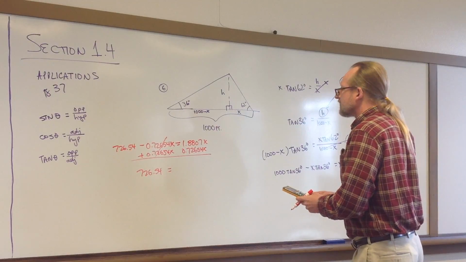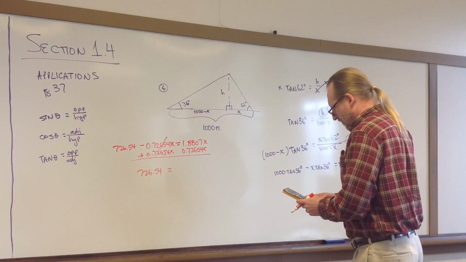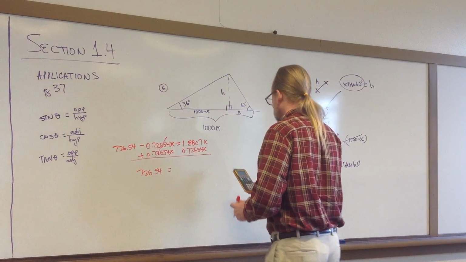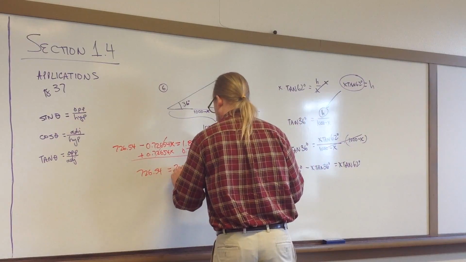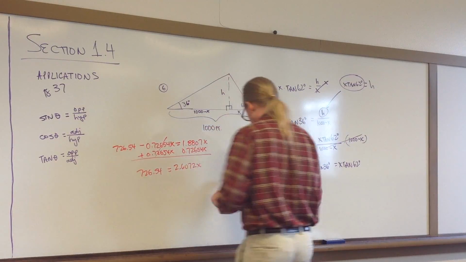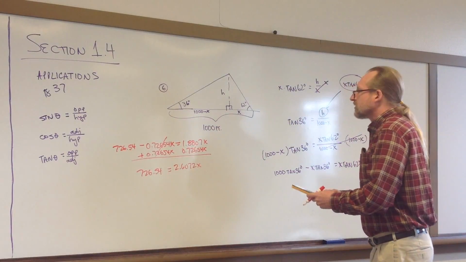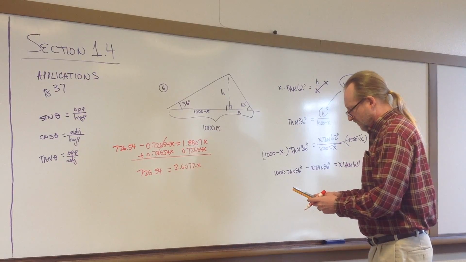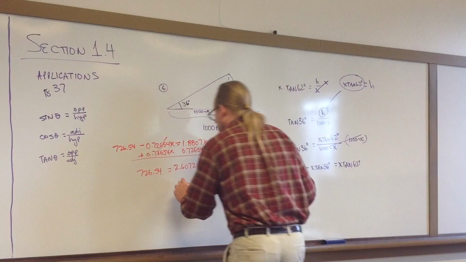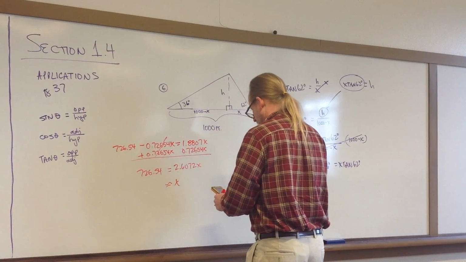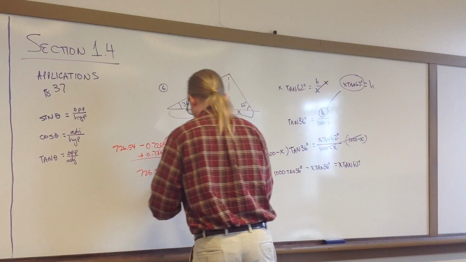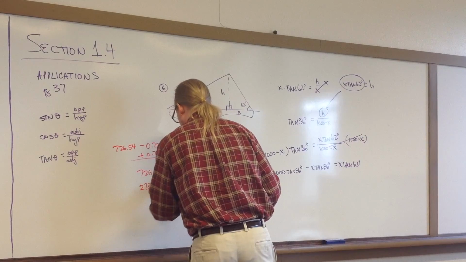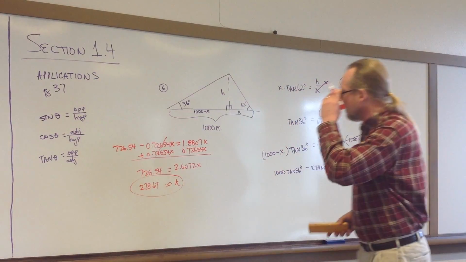1.8807 plus 0.72654 is 2.6072, so 2.6072x. Then we'll do 726.54 divided by 2.6072, and what do we get here? x is going to be approximately 278.67. 278 and about 2/3.